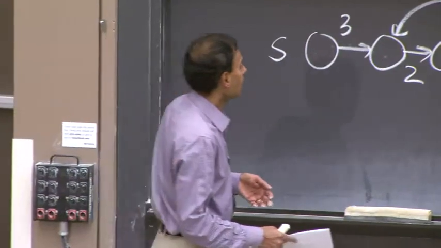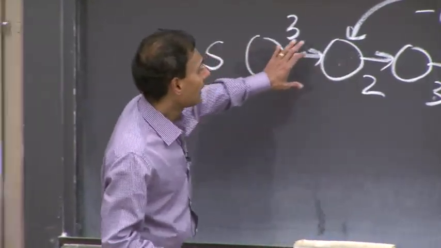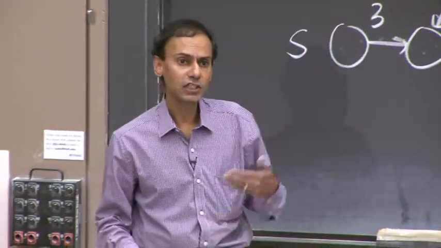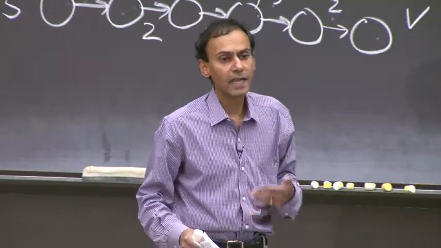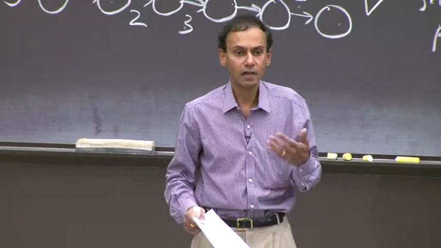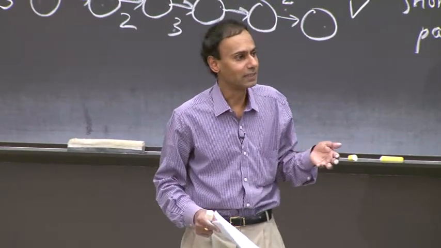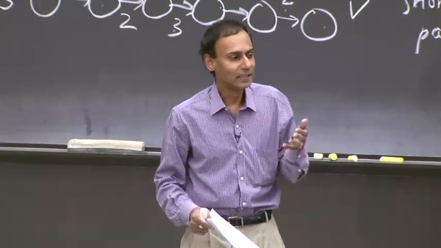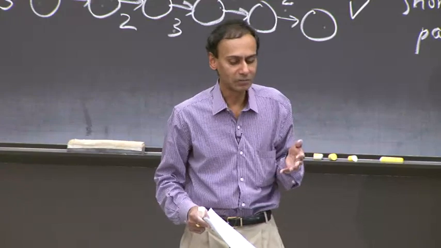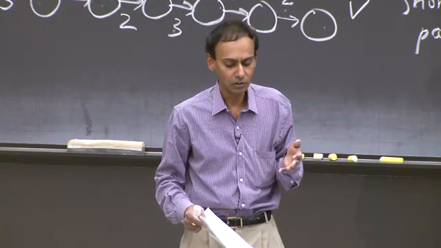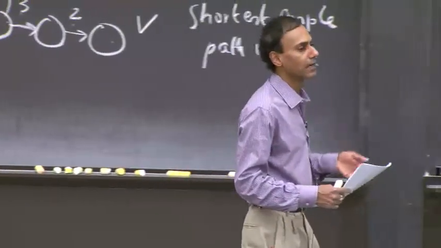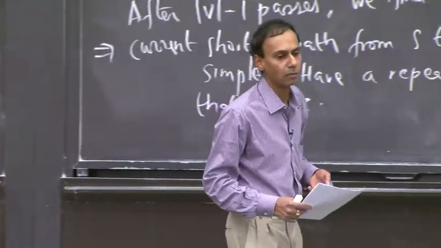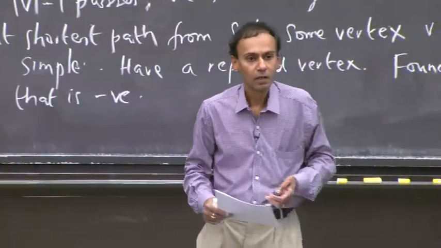Okay? So it turns out that if you have a graph with negative weight cycles, finding the shortest simple path is an NP hard problem. It's a really hard problem. That's what NP means. No, it means something else that Eric will explain to you in a month or so. But it means that we don't know any algorithm that is better than exponential time to solve this problem. Okay?